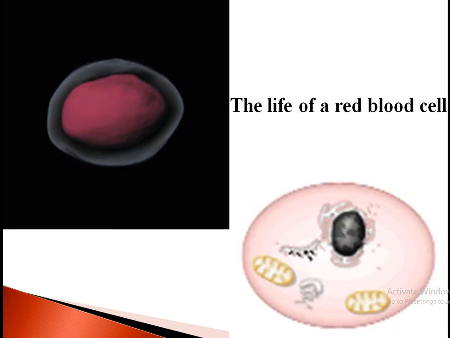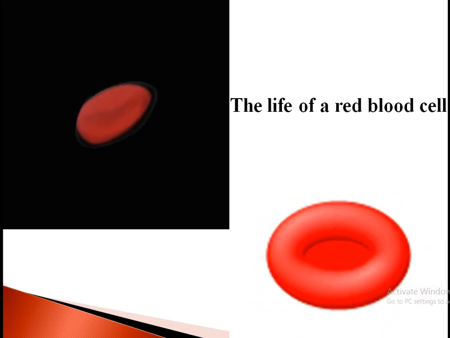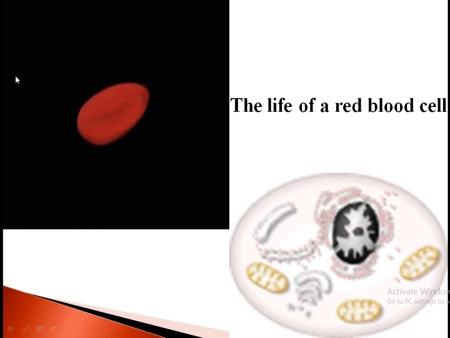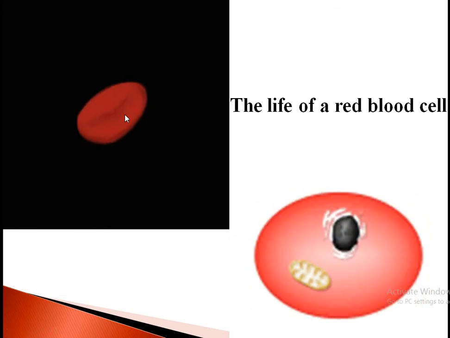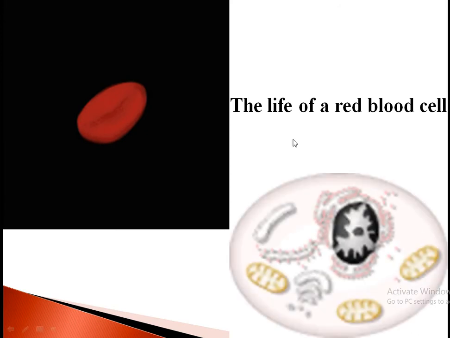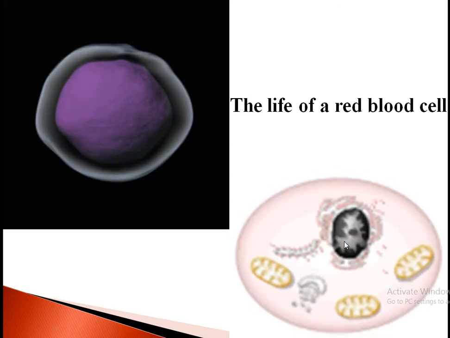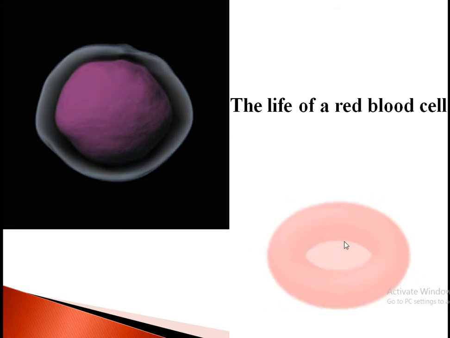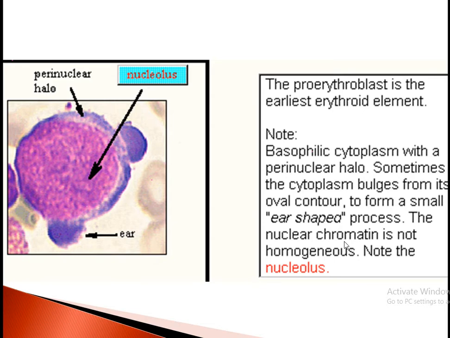This is the life of a red blood cell, how it matures. On one hand, I am showing the changes which grossly occur during the development of the RBC, and here I am showing how this looks from inside. So the first stage is the proerythroblast.